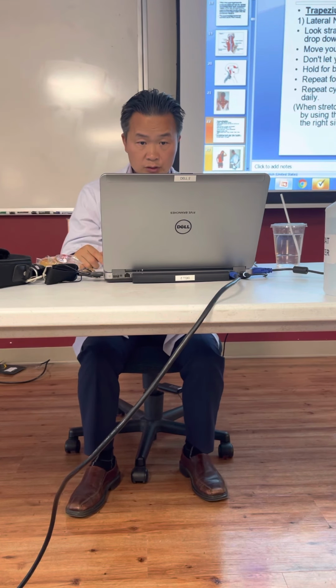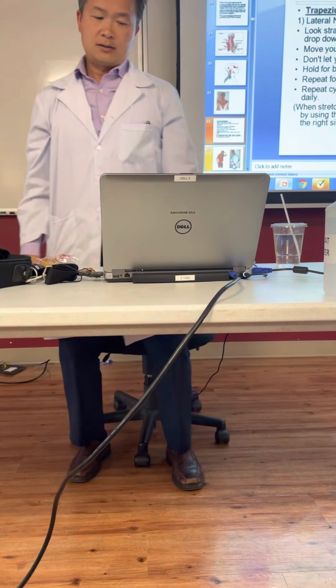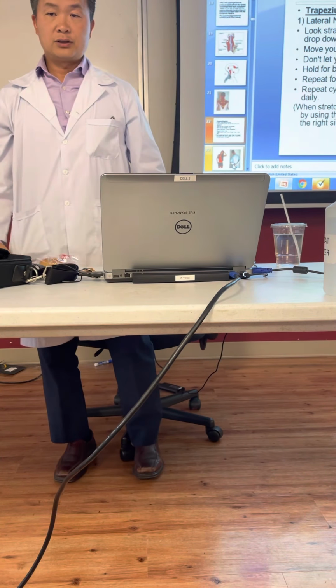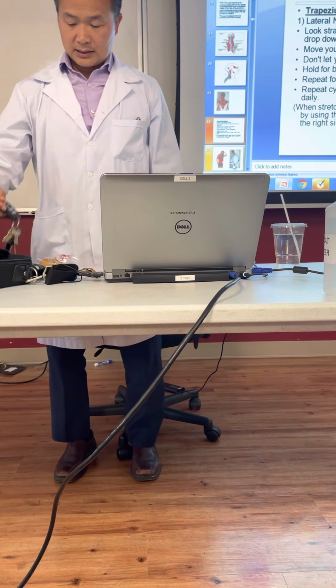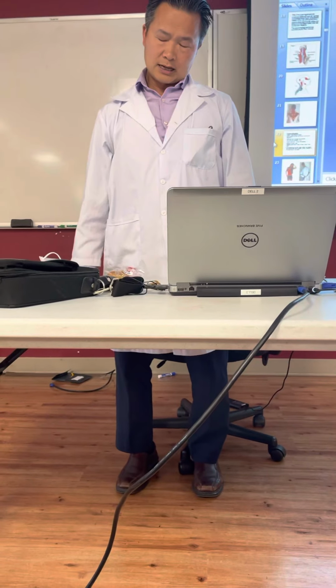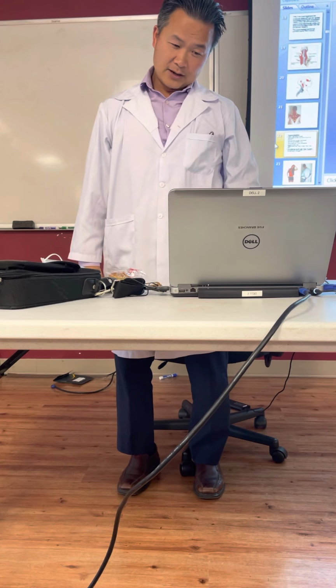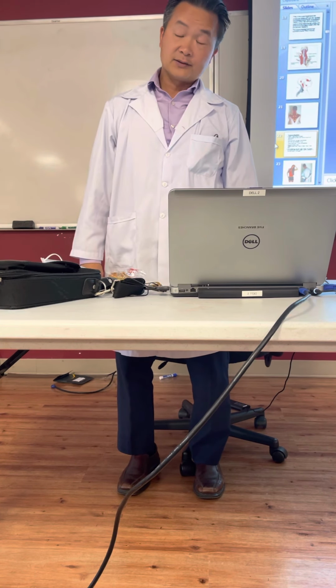Okay, so you look straight ahead, don't let the chin down. For example, I show this patient: they just stand up straight, tilt the neck to the shoulder, drop the shoulder down. When you drop the shoulder down, you feel a very nice stretching. You hold that for 10 to 30 seconds.